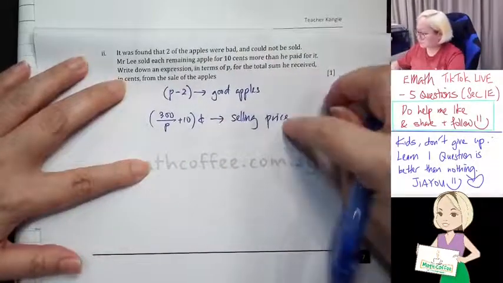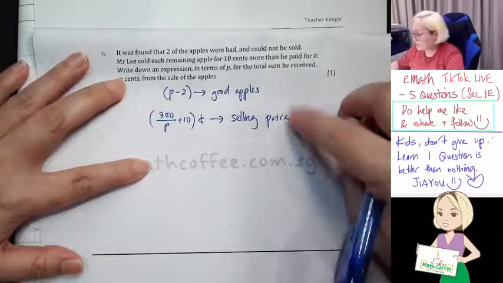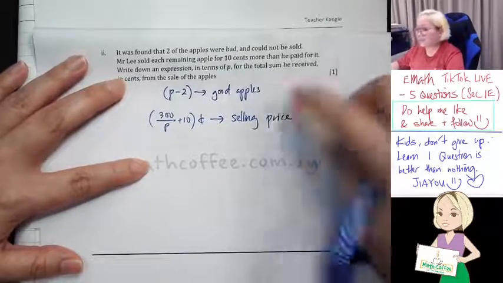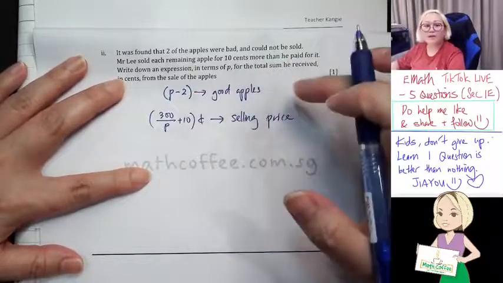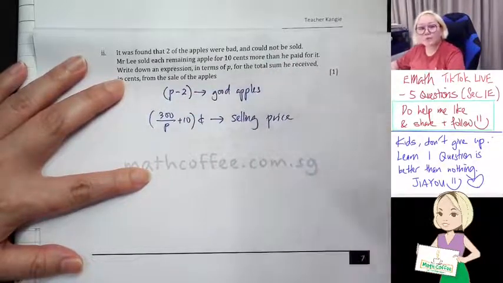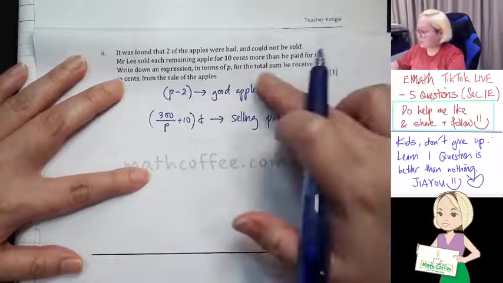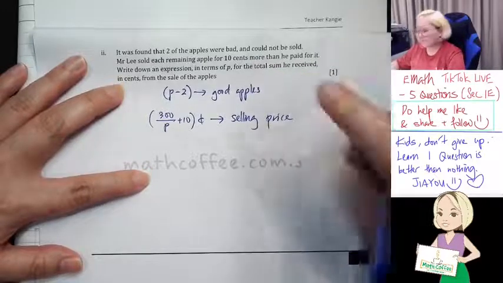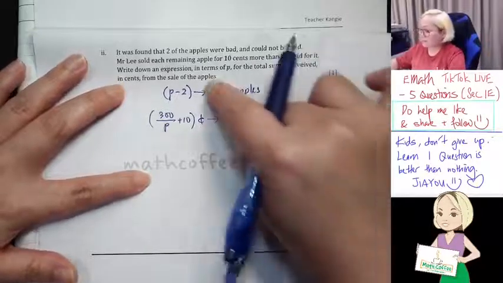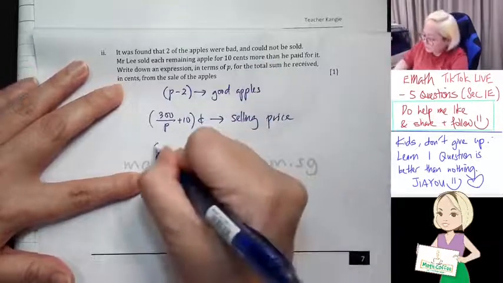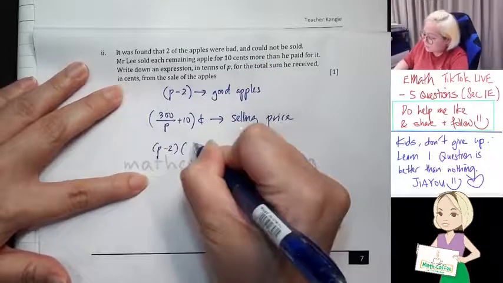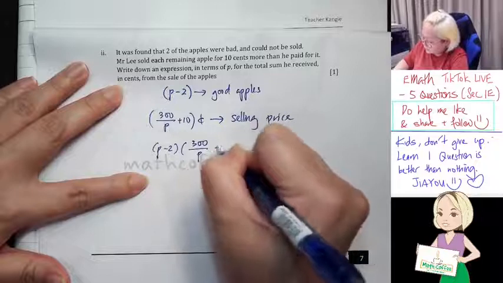Understand? Okay, again, maybe someone says, oh, why do you write so many steps for 1 mark? Again, because I want to explain. Some students are not familiar with expressions, okay? So I break it up, find good apples. I break it up, tell you how to find selling price. The total sum received is the selling price multiplied by the number of apples that you sell. So you will take the number of apples multiplied by your selling price.